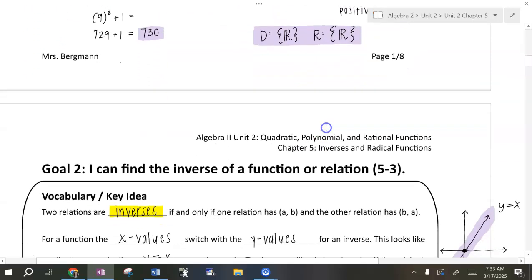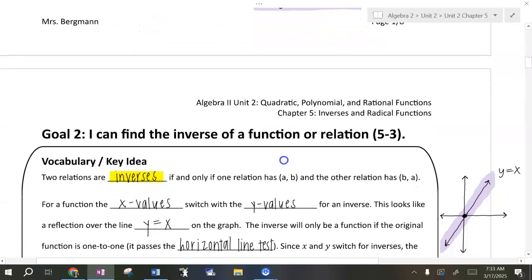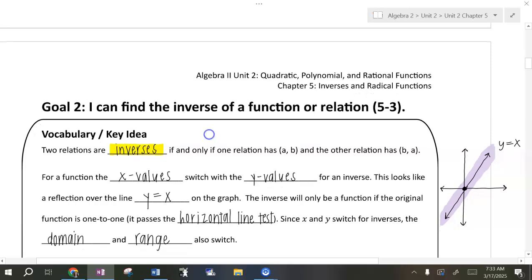All right, now let's go down to goal 2. We're talking about finding the inverse of a function. So you have to know about inverses that two relations are inverses if and only if one relation is going to have the point (a, b), and the other relation is going to have the point (b, a). So essentially what's happening here is you're switching the input with the output.